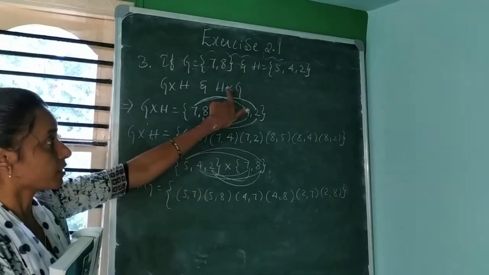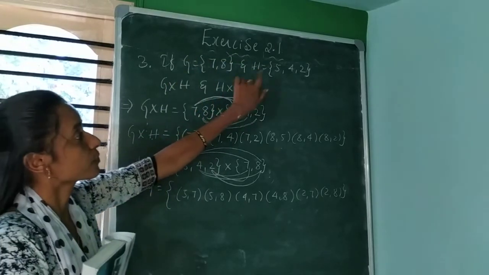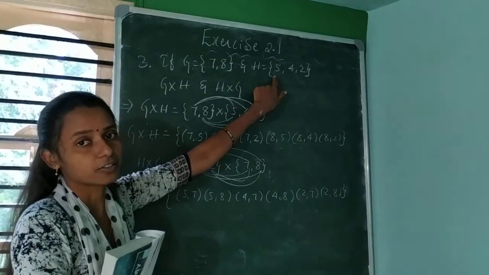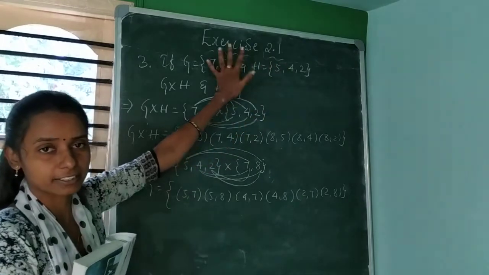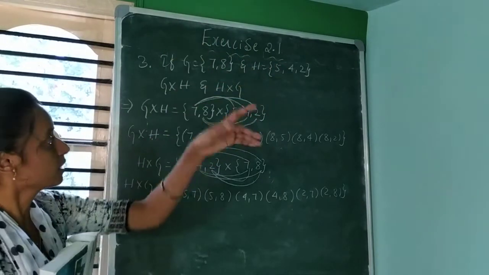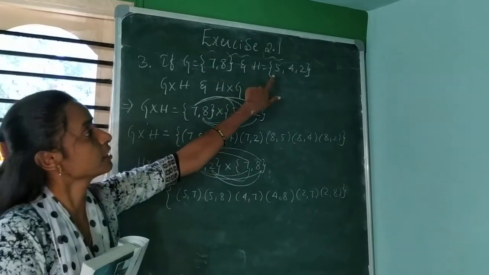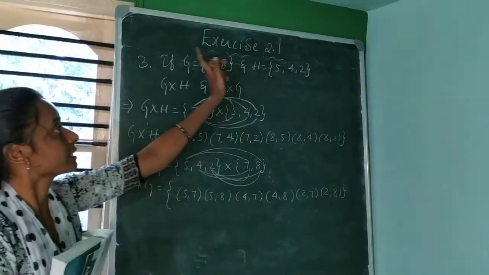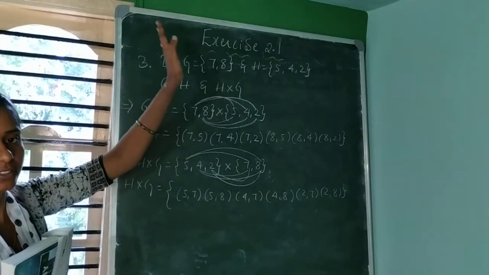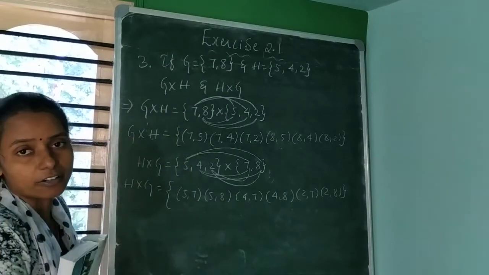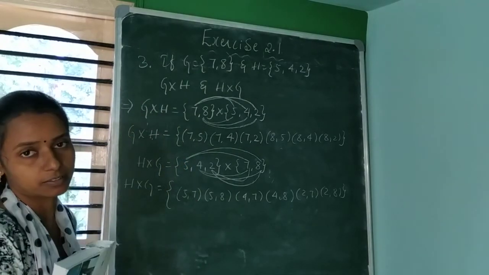If they ask H cross G, you need to write this set first. Don't always take the first set as the first one. So here, for H cross G, this is the first set and this is the second set, and you write out all the ordered pairs for the given two sets. Is it clear?